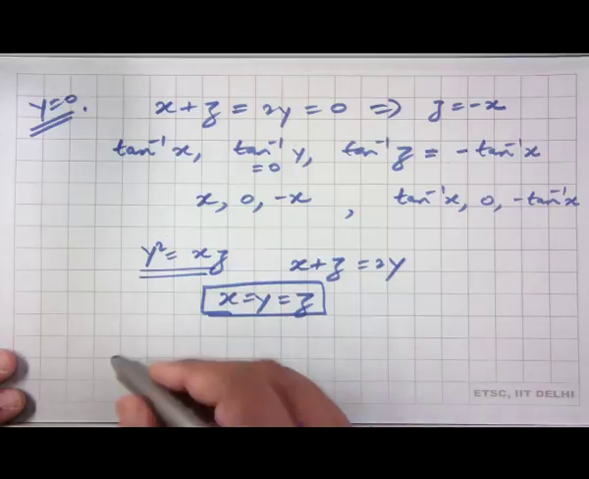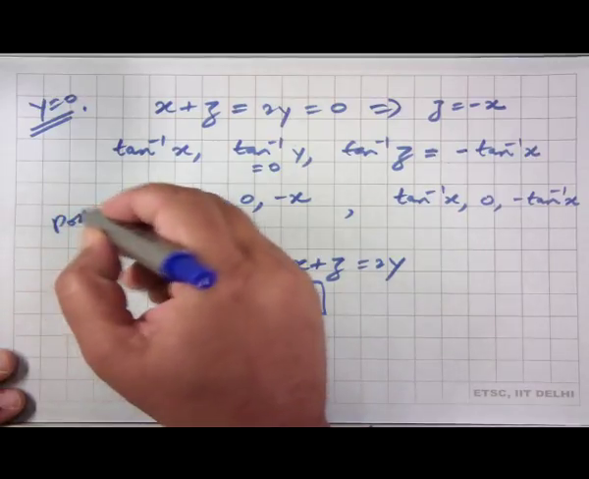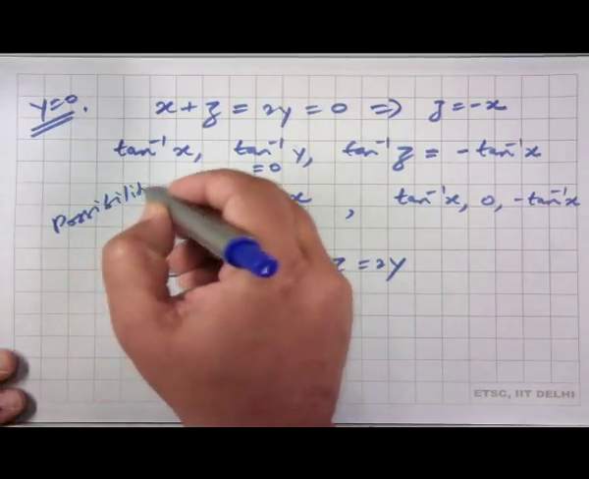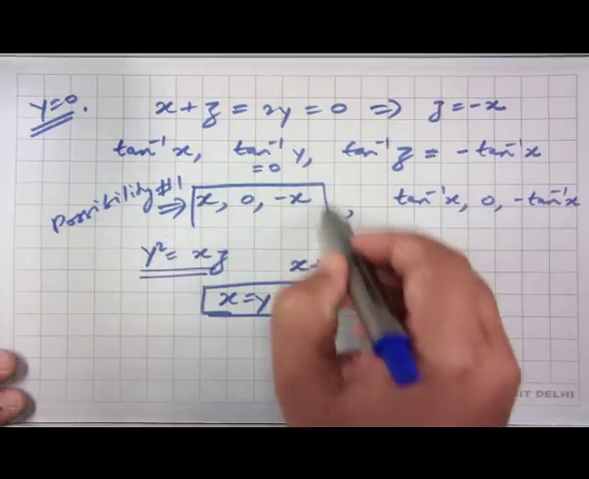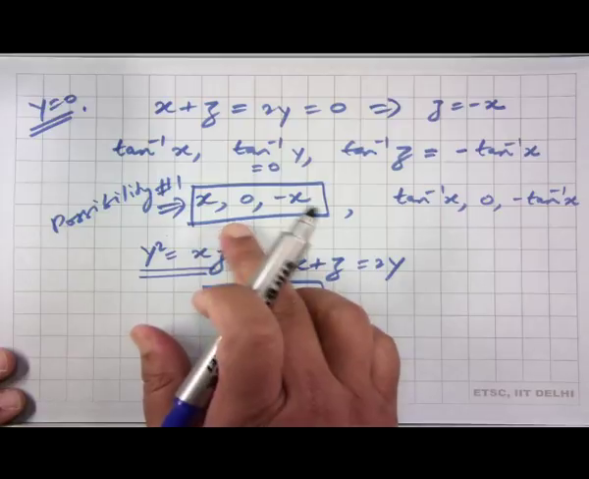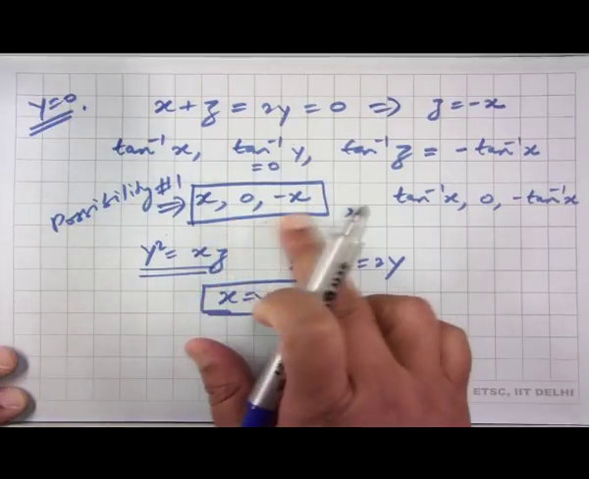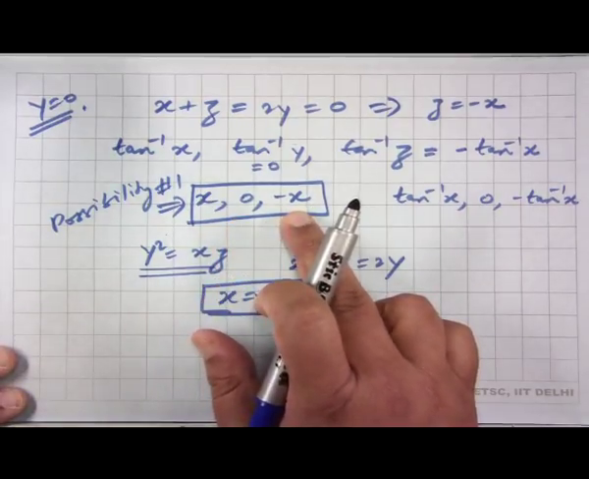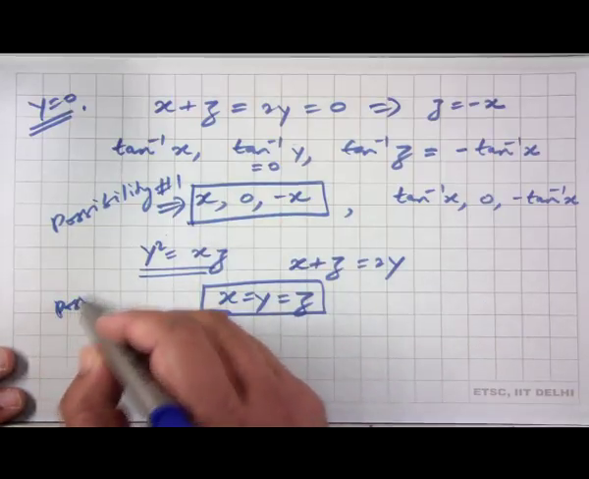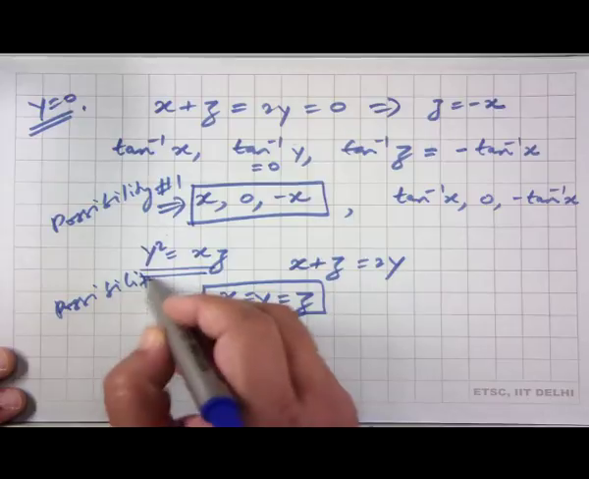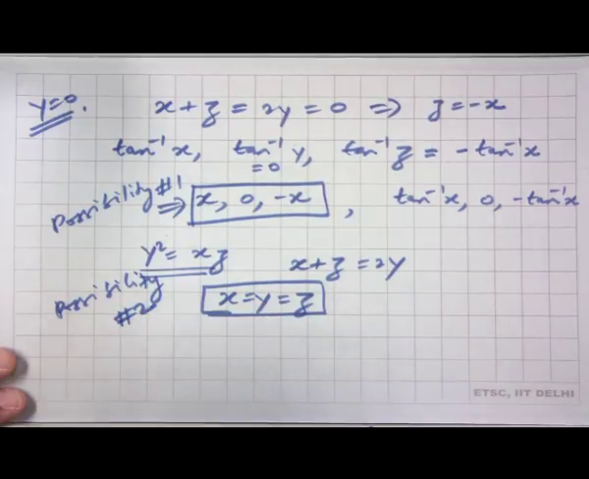So, we only have two possibilities. Possibility number 1 is that y is 0 and z is equal to minus x, and possibility number 2 is that x, y and z are all equal.